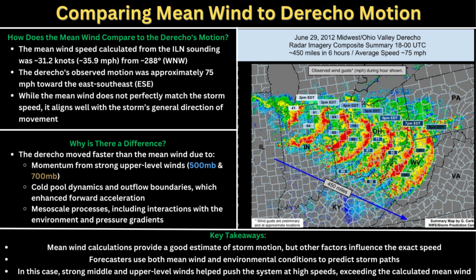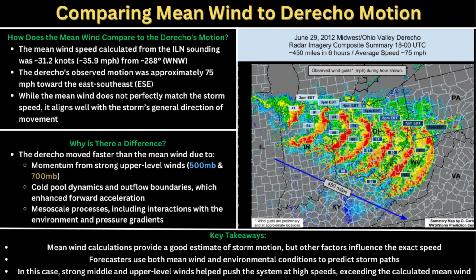Mesoscale processes and local interactions. Finally, some small atmospheric interactions played a role in sustaining the storm speed. Subtle shifts in pressure gradients and interactions between the storm's inflow and outflow regions help to keep the Derecho moving rapidly. While the mean wind gives us a great estimate, those additional processes must be considered when forecasting storm motion.